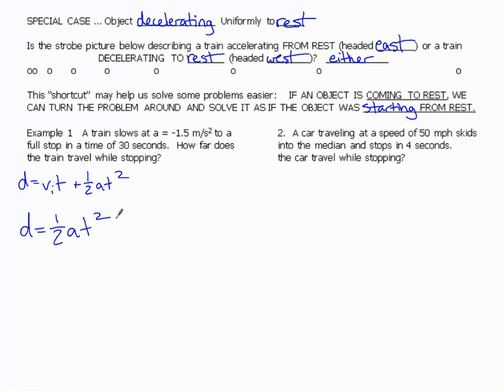Distance equals 1/2 at squared. So distance equals 1/2 times the acceleration. When the train was slowing down, it was going to be negative 1.5 meters per second squared. If we're going to turn this problem around and pretend like it is now starting from rest, we're going to have to change the sign here. So this will be positive 1.5 meters per second squared.